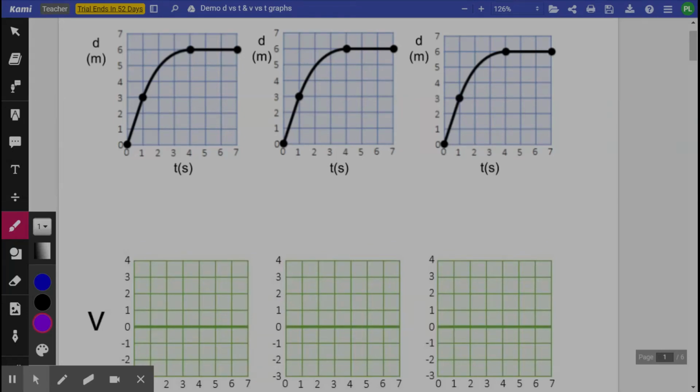Hello, we're working on using a position time graph to create a graph of velocity versus time. So we're going to go through and just get some practice in and take a look at some samples.